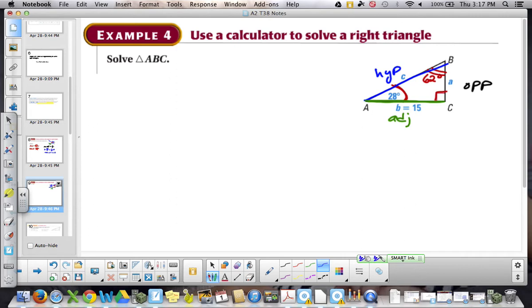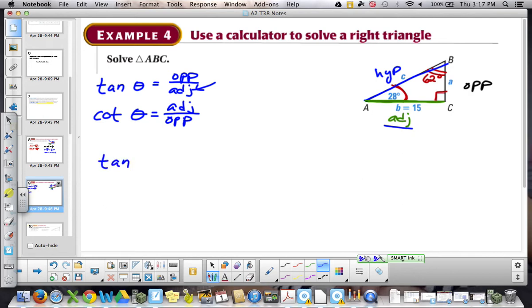So the two trig ratios that we could use would be tangent of theta equaling opposite over adjacent, or cotangent of theta equaling adjacent over opposite. But since we know the adjacent side, let's use the tangent. So the tangent of 28 degrees will equal A over 15. So multiply by 15 on both sides, and we get A equals 15 times the tangent of 28 degrees.